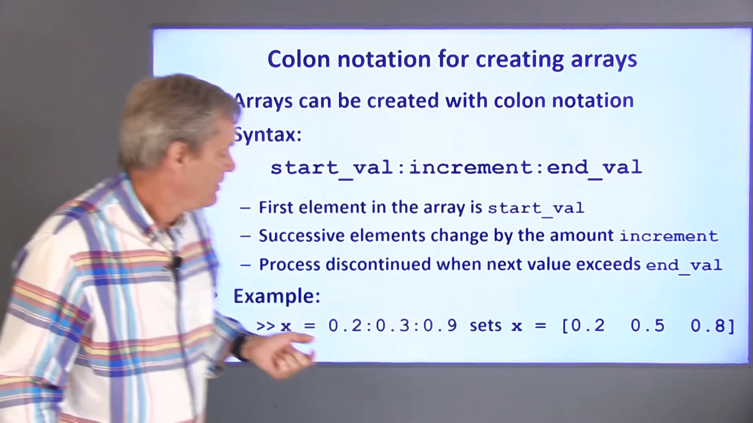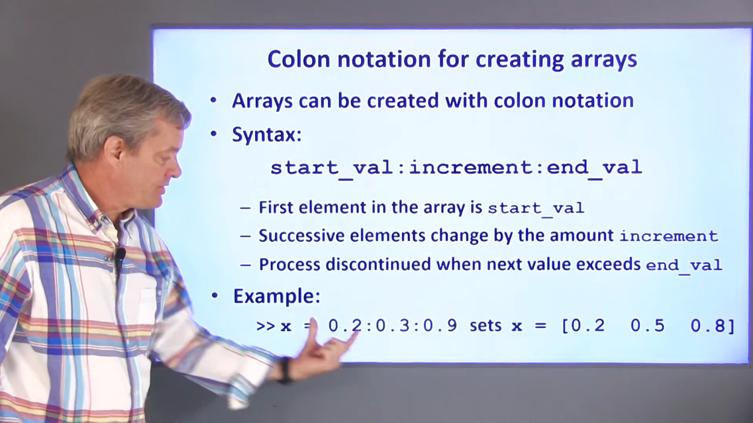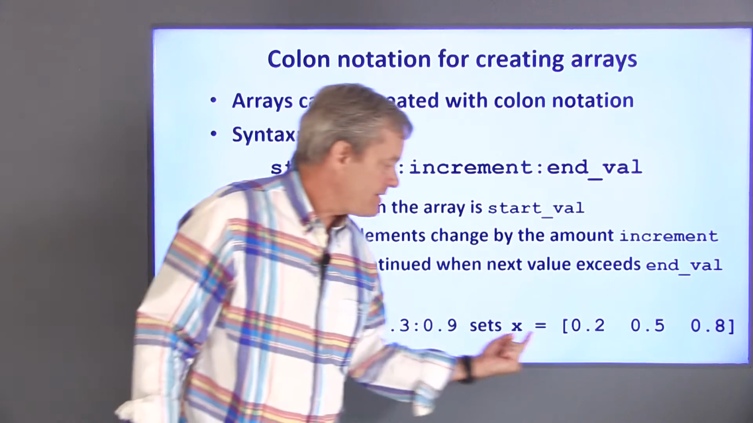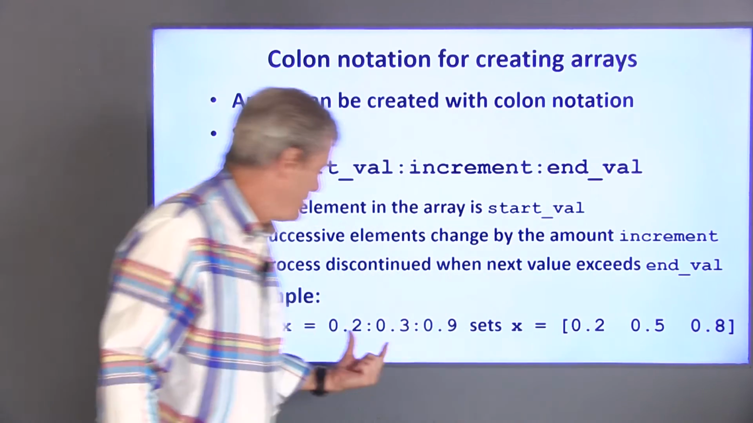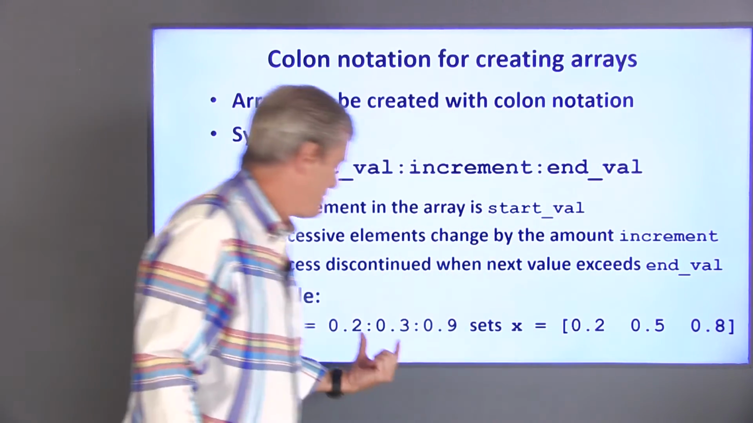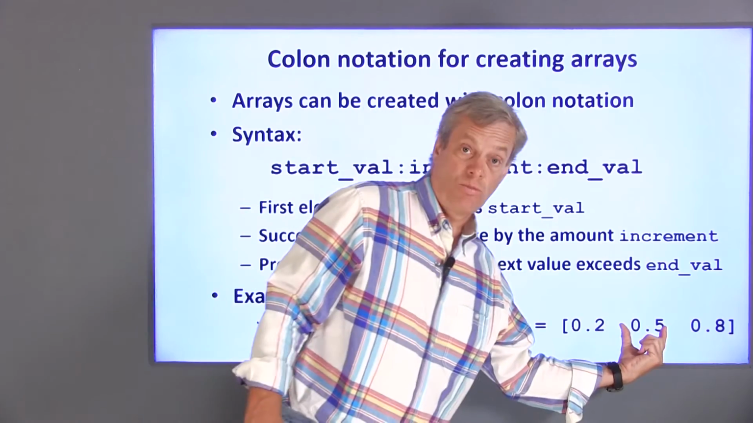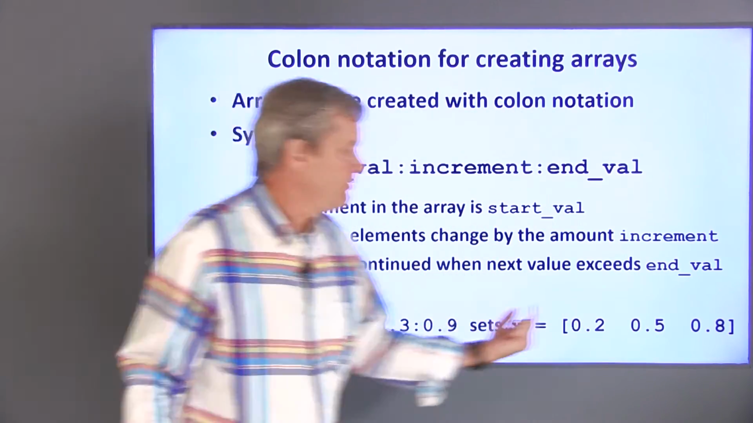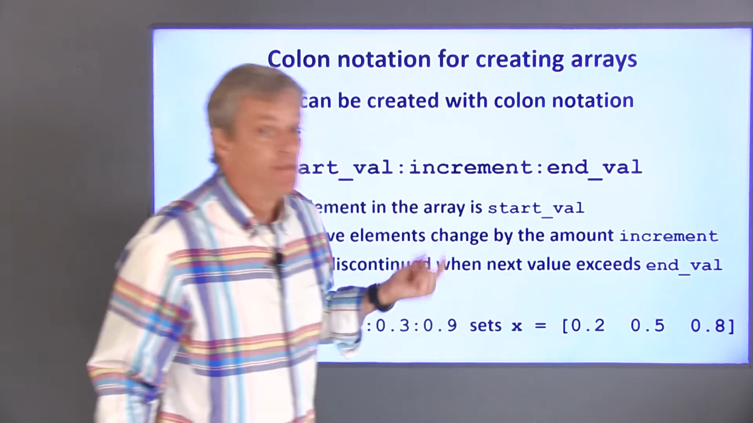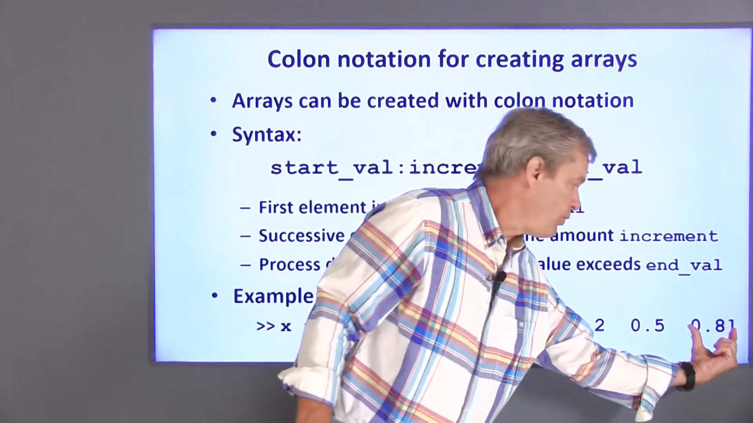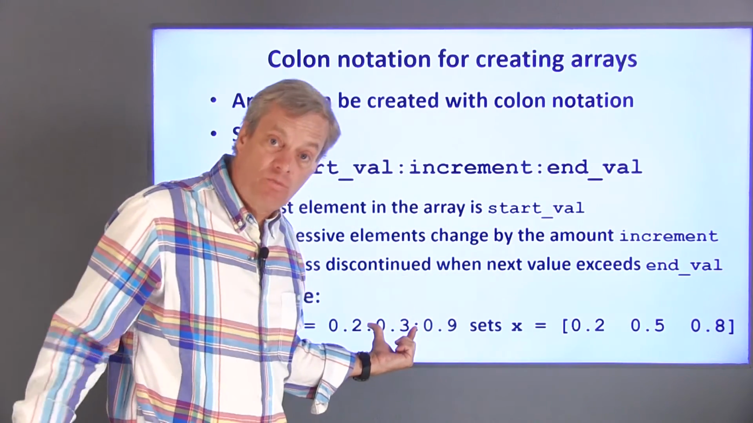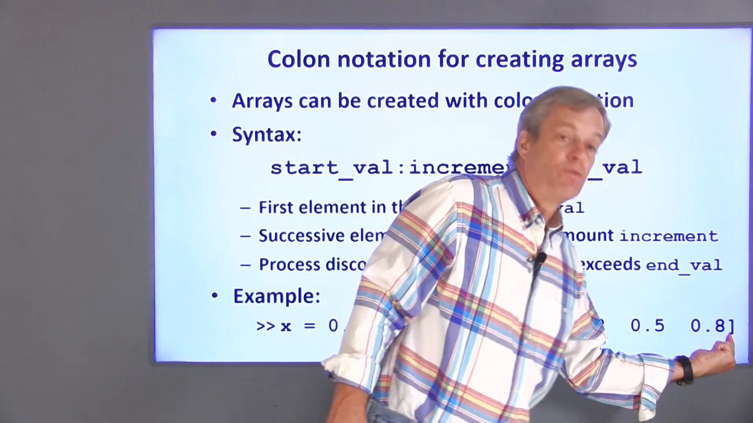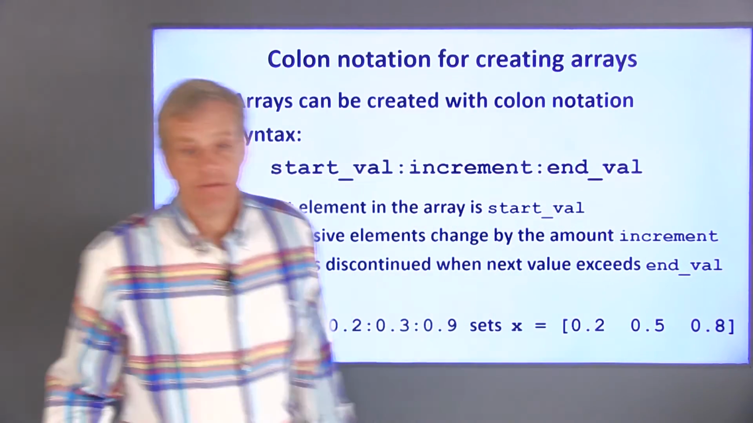end_val. So, for example, x = 0.2:0.3:0.9 sets x equal to the first element is 0.2. The next element is 0.2 plus the increment, which is 0.5. The next element is 0.5 plus the increment, which is 0.8. The next element would be 0.8 plus 0.3, which is 1.1. However, that's larger than 0.9, so we terminate creation of the array here.